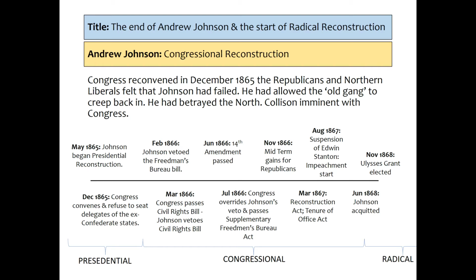The 14th Amendment in June 1866, and then in November 1866 we got the midterm gains, where Johnson tries to create his own political party but basically fails. By March 1867 we've got the Reconstruction Act and the Tenure of Office Act that we'll be looking at closely, as well as the suspension of Edwin Stanton in 1867 and the start of the impeachment process. We can see by June 1868 he's acquitted by one vote, and we'll come to that, and then on to the election of Ulysses S. Grant and the beginnings of Radical Reconstruction and its failures.